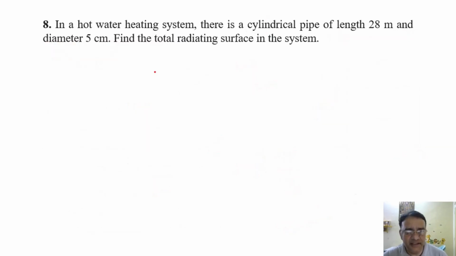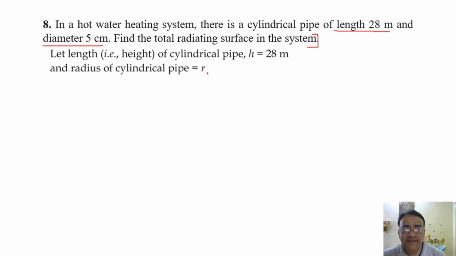So now question number 8. In a hot water heating system, there is a cylindrical pipe of length 28 meter and diameter 5 centimeter. Find the total radiating surface in the system. In a hot water heating system, this cylindrical pipe radiates and heats the water. So what we have to do first is this: only the curved surface area part will radiate the heat, not the whole part.